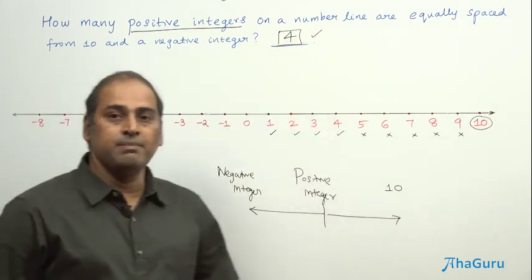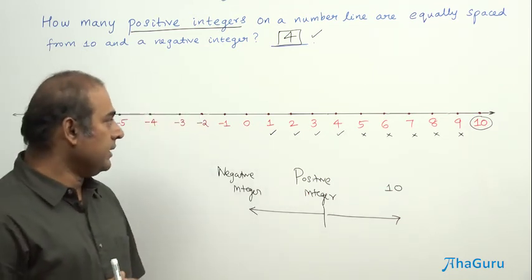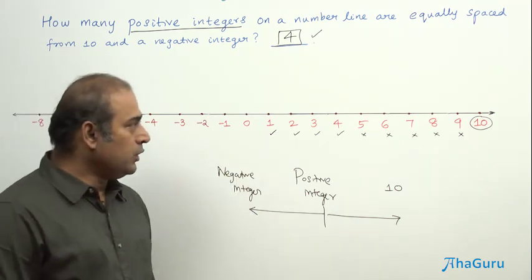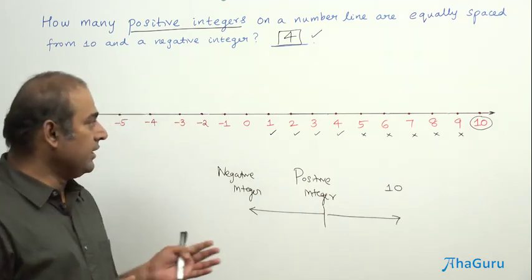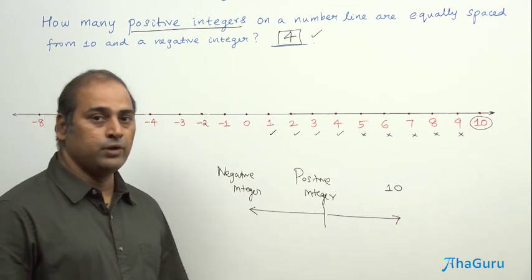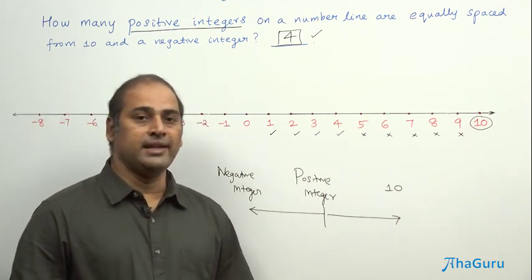If you draw the number line, you will get an idea. Without the number line also you can get it, but if you draw the number line and visualize it, you can see that 5, 6, 7, 8, 9 is not going to work, and therefore only 1, 2, 3, 4 will work, and these are the 4 integers. Therefore the number of positive integers that satisfies the given condition is 4, and that is the answer.